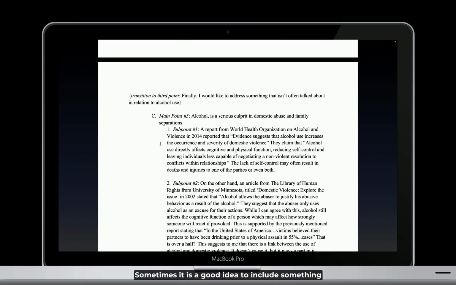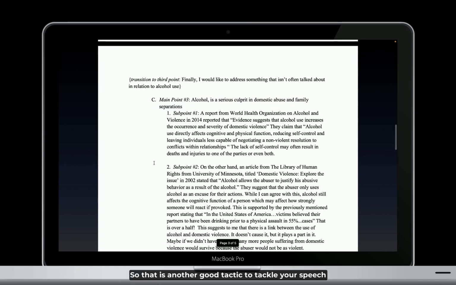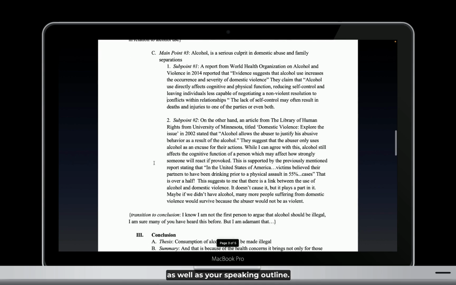Sometimes it is a good idea to include something really unexpected about your topic. For example, addressing something that isn't often talked about is a good way to go. In this case, alcohol is a serious culprit in domestic abuse and family separations, which is something you don't always think about in this kind of speech. So that is another good tactic to tackle your speech, as well as your speaking outline.